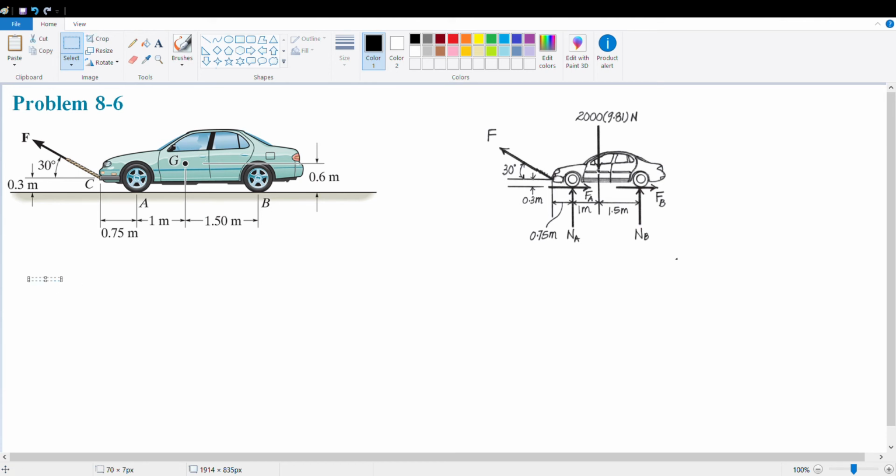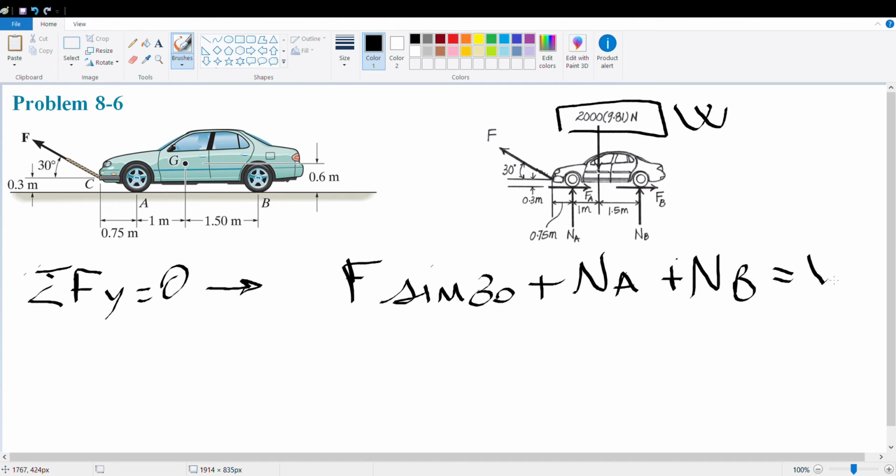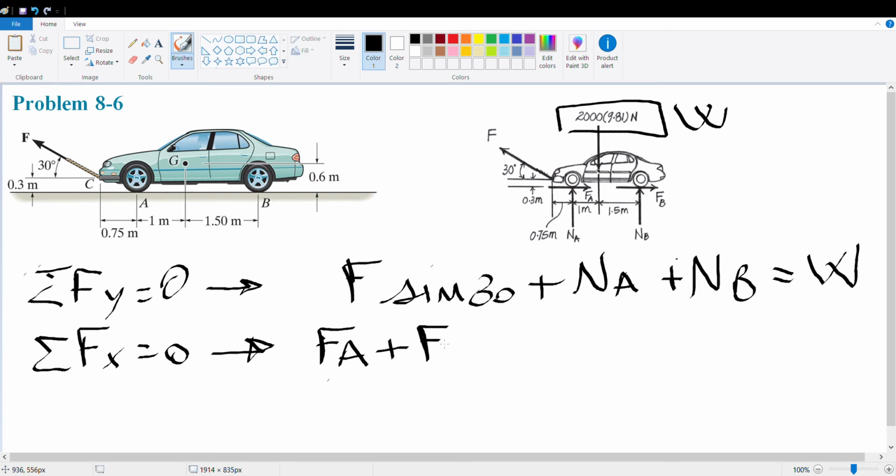I'll write the sum of forces on Y equal to 0, which is going to give me the external force F component on Y, so F sine of 30, plus the normal force on A, plus the normal force on B, is going to be equal to the total weight of the car, which is W. Sum of forces on X instead equal to 0, so this is going to be FA and FB, which are equal to F cosine of 30.